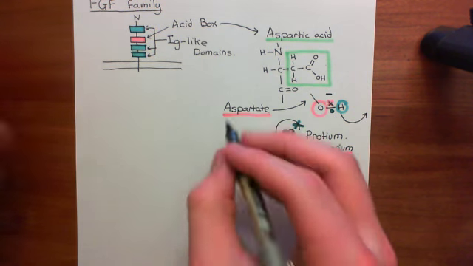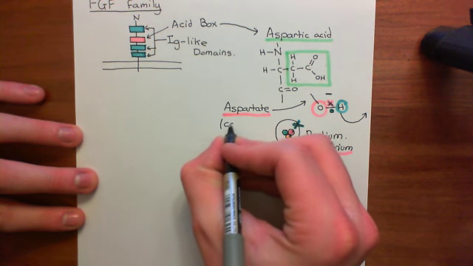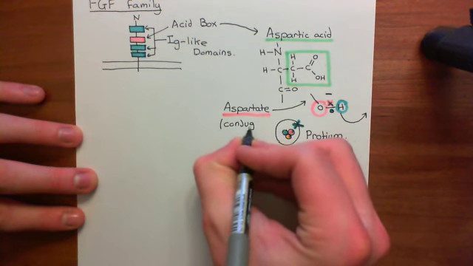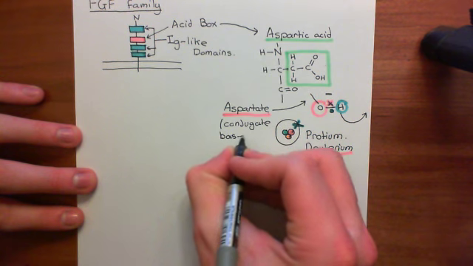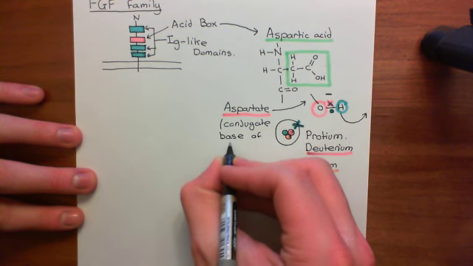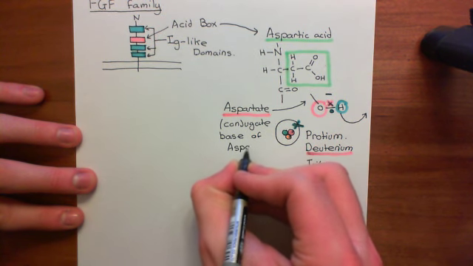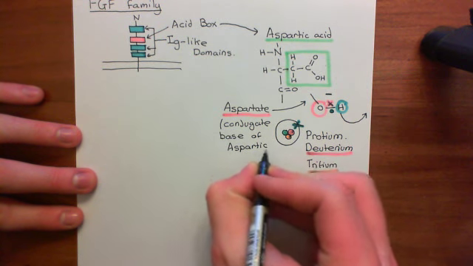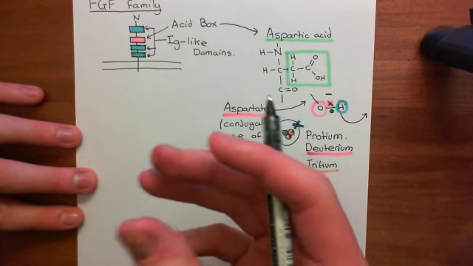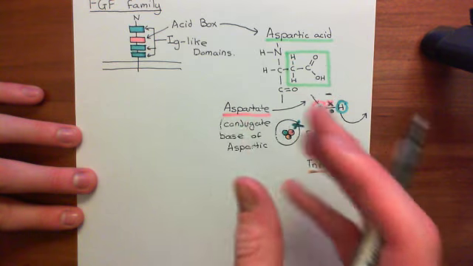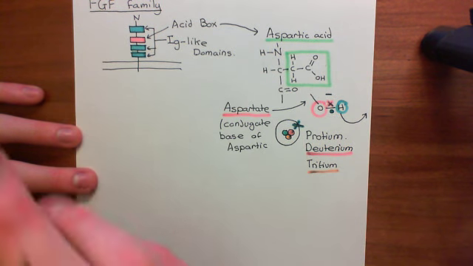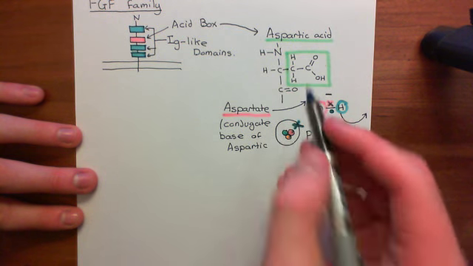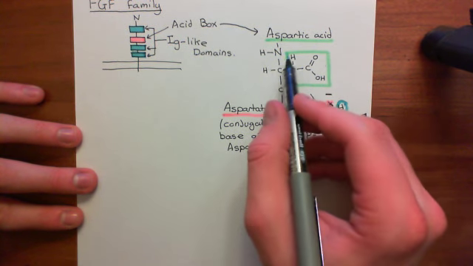Okay, and the fancy term for this is that it's the conjugate base of aspartic acid. A conjugate base is a general term for acids, for the molecule that you get from an acid once the acid has donated its proton away. So it's a running theme. It doesn't just apply to aspartic acid.